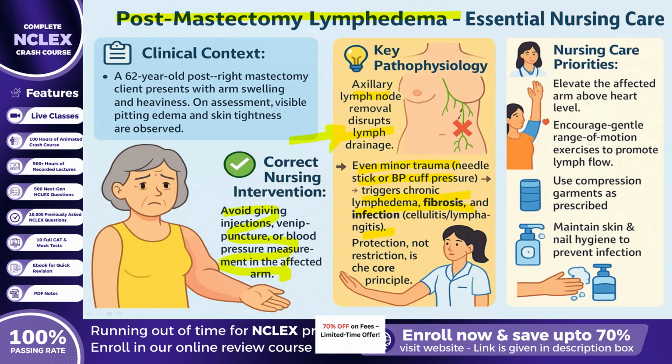Instead, nursing care focuses on measures that enhance lymphatic flow, such as elevating the arm above heart level, performing gentle range of motion exercises, and applying prescribed compression garments. In contrast, turning the client on the right side does not significantly affect lymph drainage unless pressure is maintained for extended periods. Gentle active exercises are actually beneficial because they promote collateral lymphatic circulation and maintain flexibility. Nail trimming, if done with careful hygiene and avoidance of cuts, is encouraged to reduce infection risk.